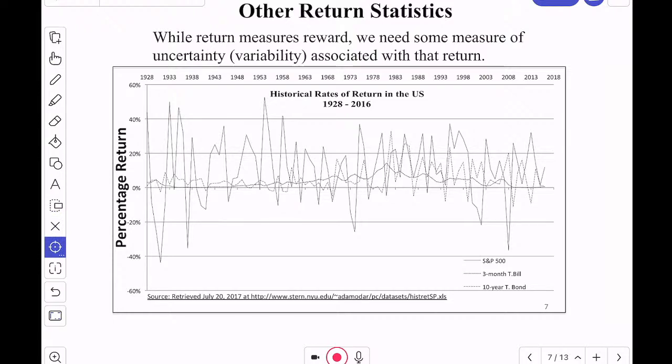So we've talked some about the measures of return. I talked about holding period return, which gives you the return over a long period of time. And we talked about an average return that gives you the return on an average basis over time. If you're doing this by year, then you would give the average annual return.